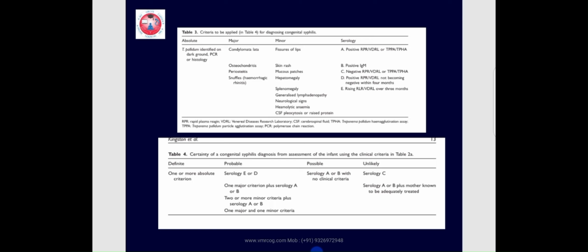And it is unlikely if you have serology C, that is VDRL is negative, RPR is negative, TPPA, TPHA is negative, and there are no clinical criteria. There may be some maternal history, but there is no major criterion, no minor criterion, and the titers are negative. In that case, it is unlikely to be congenital syphilis. It is also unlikely when you have serology A or B plus the mother is known to be adequately treated. So there is a complete adequate history of maternal treatment and the serology is A or B. In that case, it is unlikely to be congenital syphilis. I hope you have understood this.